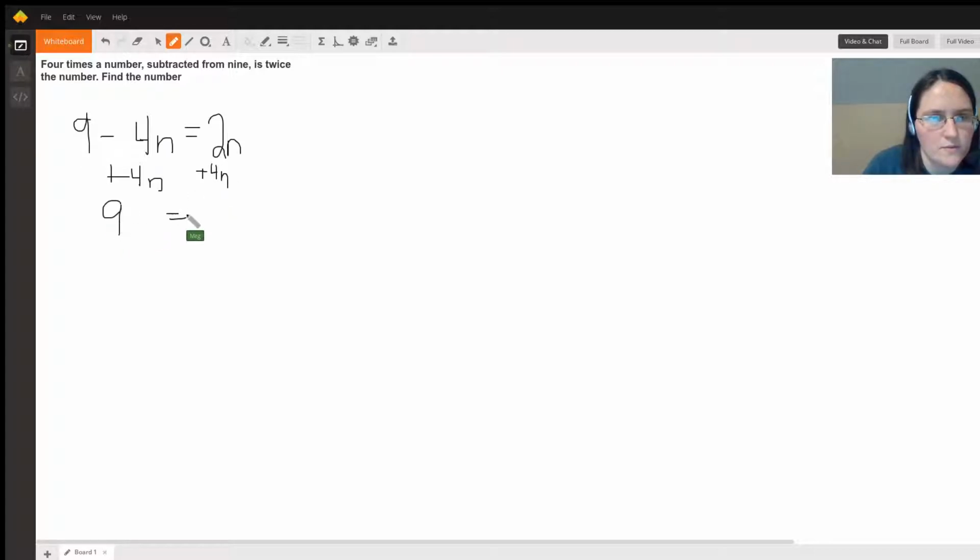9 is equal to 6n, and then divide both sides by 6. 3 over 2 is equal to n. This is our answer, but let's double check and make sure that's correct.